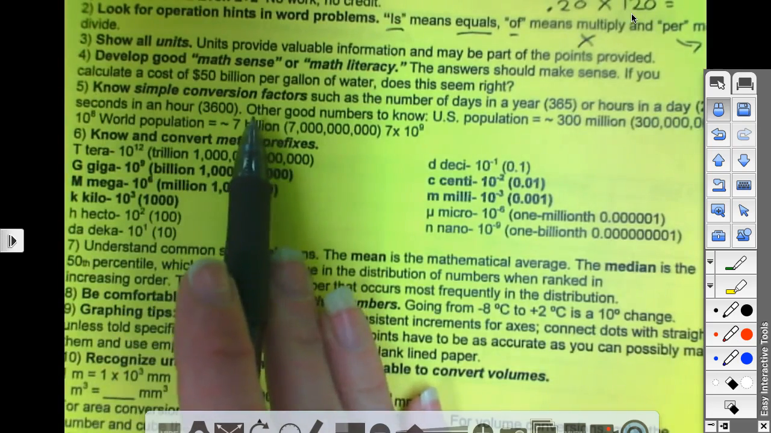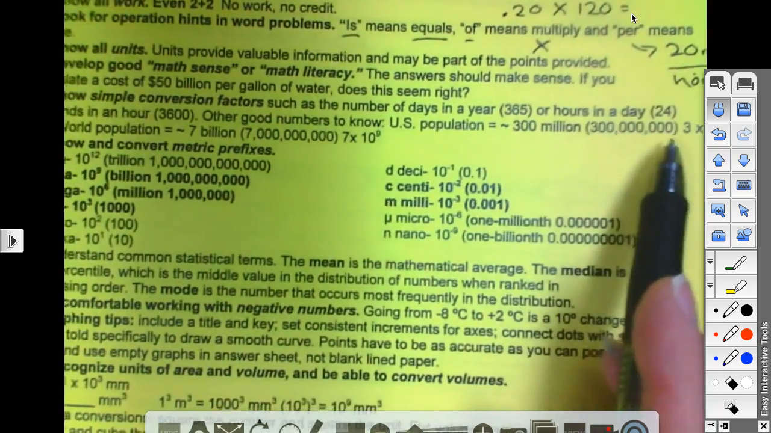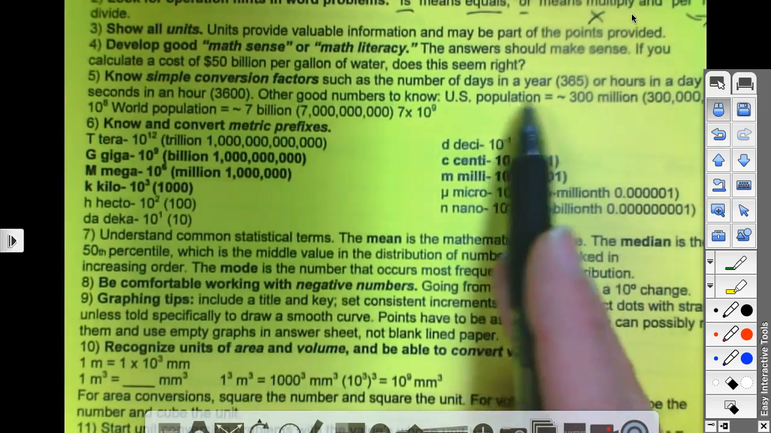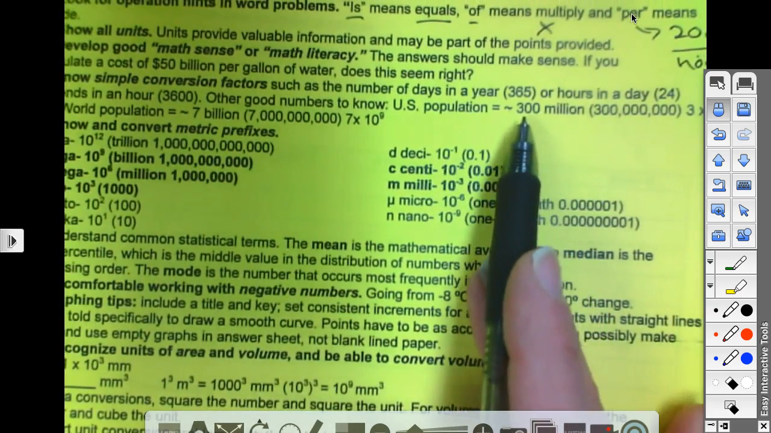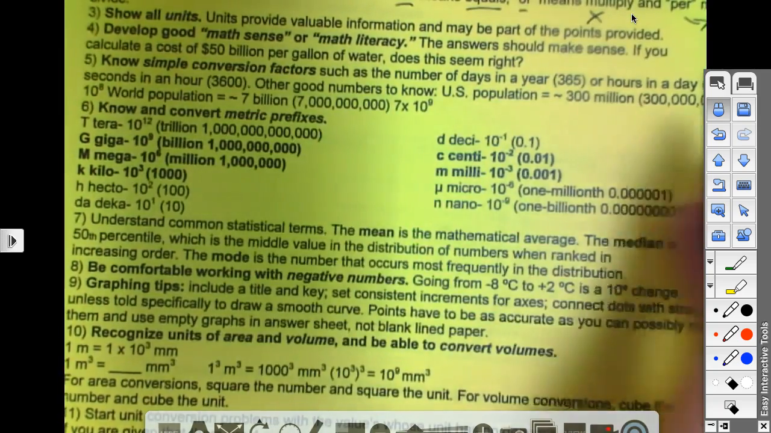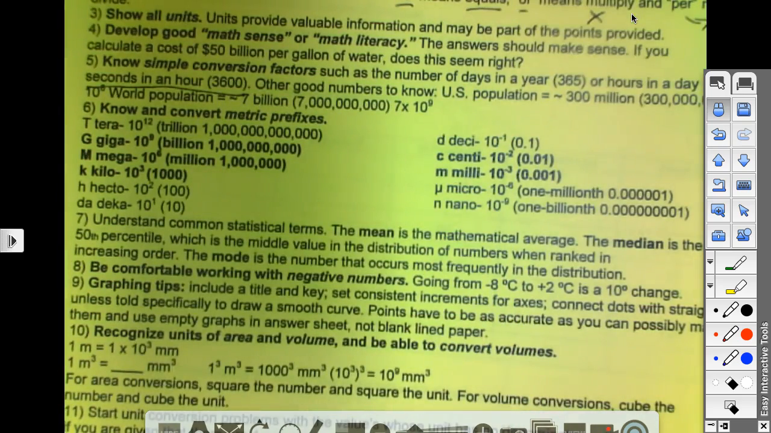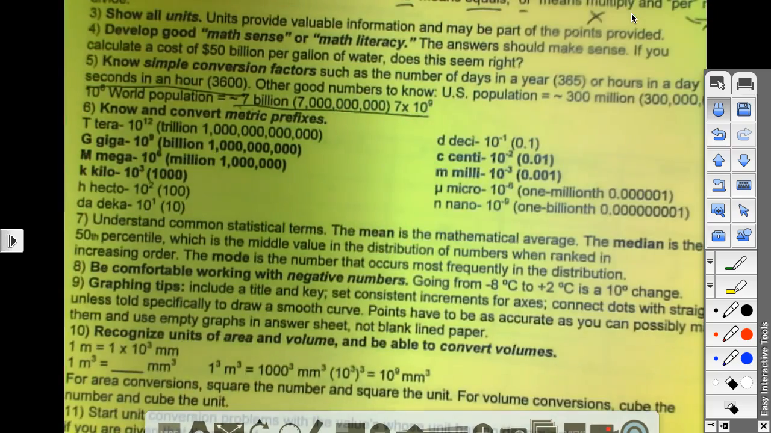Simple conversion factors. The AP people will expect you to know 365 days in a year, 24 hours in a day, and that seems maybe insulting, but I've seen people that don't know that. There's 366 days in a year this year, but normally 365. You need to know that the population of the United States, it's over 300 billion now, but that number will work. I think it's closer to 315, 320. And then it's also really handy to know that there are 3,600 seconds in an hour, because 60 times 60, 60 minutes and 60 seconds, is 3,600. And the population of the world is 7 billion.